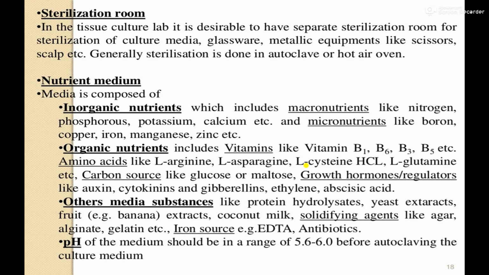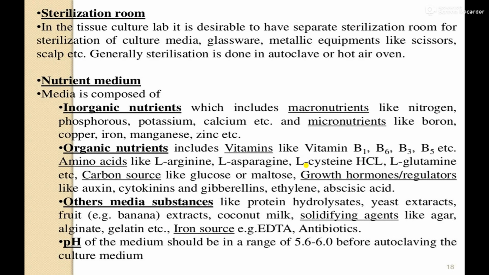Then nutrient medium. In that, media is composed of inorganic nutrients, organic nutrients and other media substances. Inorganic nutrients include macronutrients like nitrogen, phosphorus, potassium, calcium, etc. and micronutrients like boron, copper, iron, manganese and zinc. These are inorganic nutrients. Then organic nutrients include vitamins like vitamin B1, B6, B3, B5, etc.